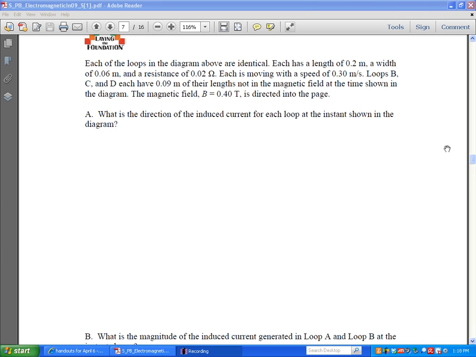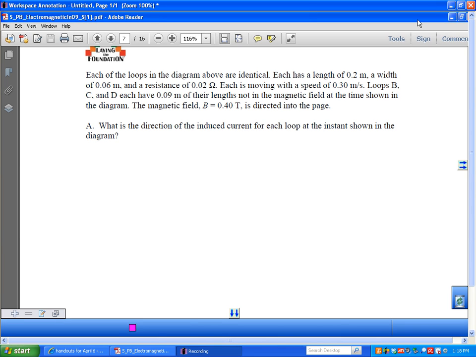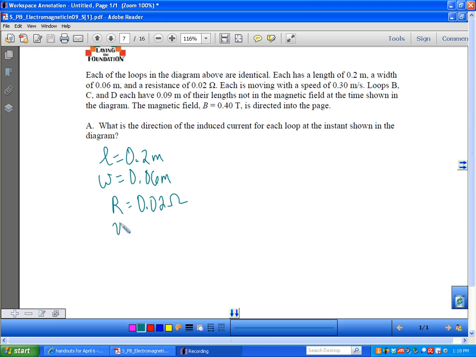Okay, so let's look at part B of that one. We've already done part A, but I'm going to show my work up here because it's a nice clear space and I can do that and have it make sense. So what I know is I have the loops that we looked at before, and they have dimensions. The length is 0.2 meters. The width is 0.06 meters. The resistance is 0.02 meters. And the speed at which they are being moved is 0.3.